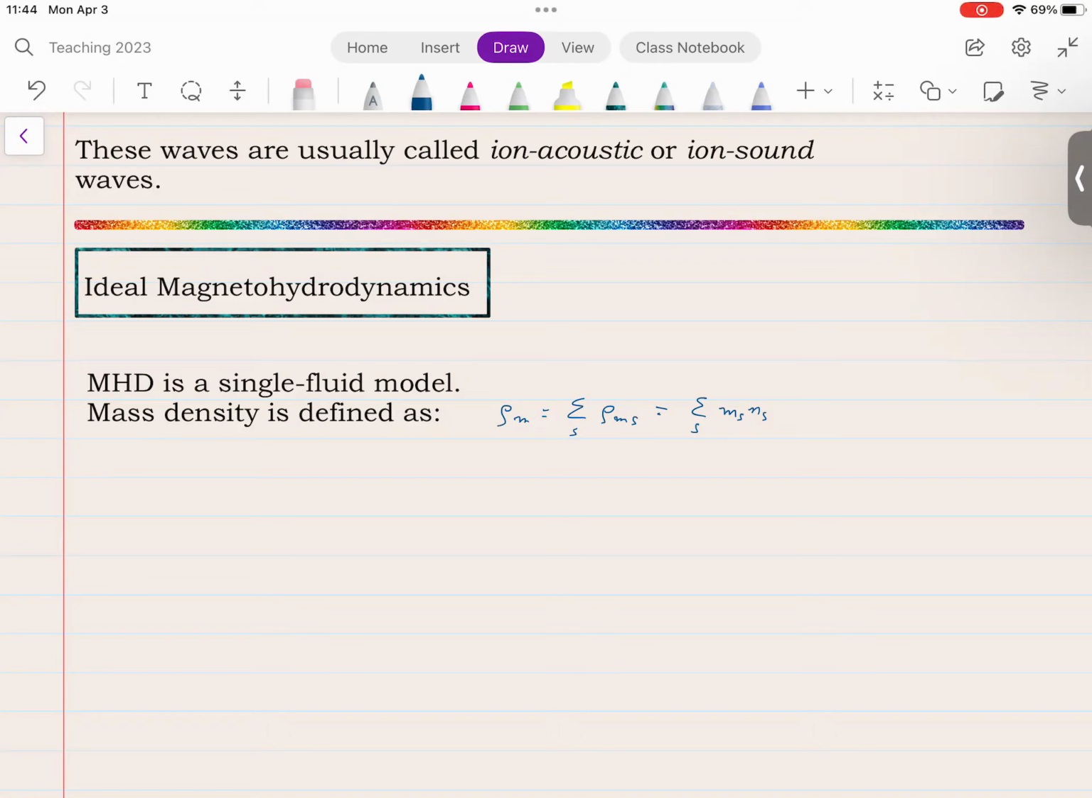And the fluid velocity is the mass weighted average of the velocities of the species. I'm going to use the symbols that our textbook is using, but I'm not going to resist very long. I don't like capital U for the velocity.